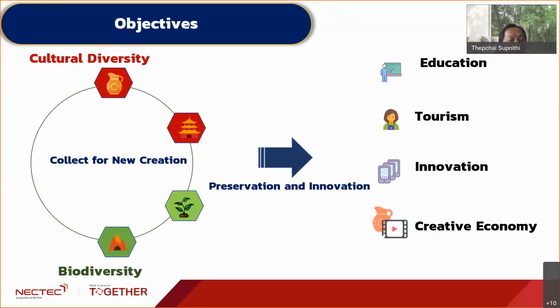And what we aim to do is to start collecting cultural diversity and biodiversity, and do both in terms of preservation and innovation. And the areas that we aim to work on will be education, tourism, innovation, and creative economy.